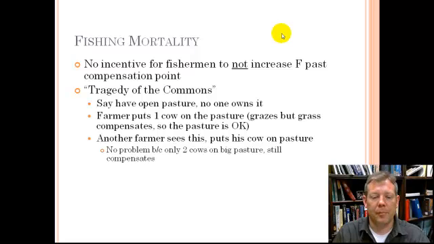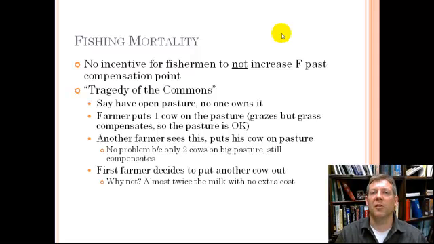Well, what's going to happen? The first farmer is going to say, you know what? I can put another cow on here. The other farmer put an extra cow on here, and we're fine. And if I put another cow on there, I can get twice as much milk, right? I can make a lot more money with no extra effort. Adding the second cow didn't affect the pasture, so let me add a third cow, right? I can get almost twice the milk with no extra cost.